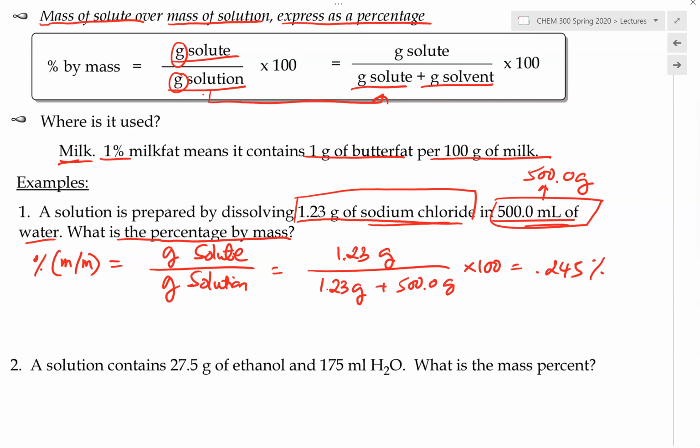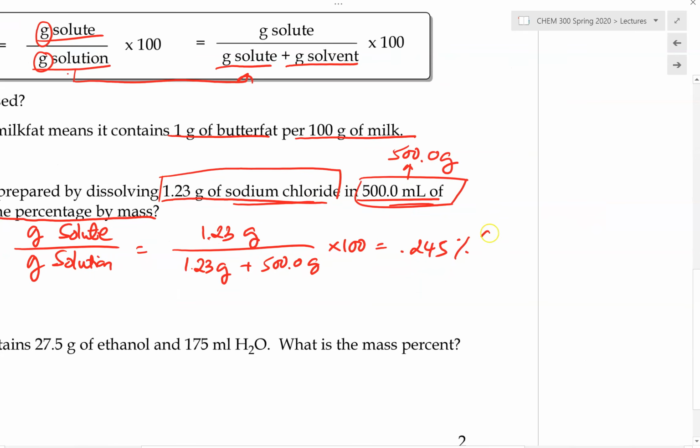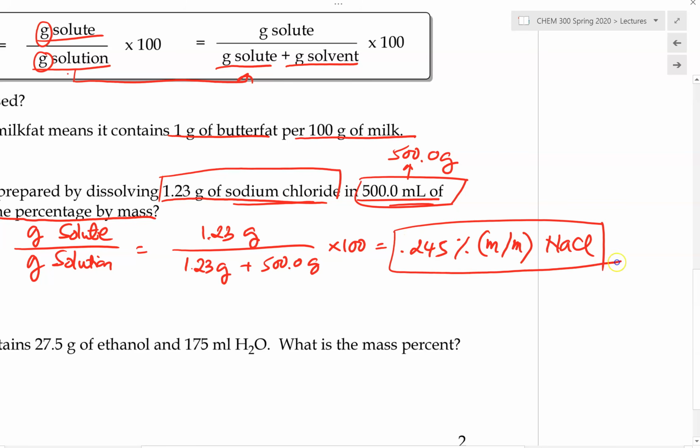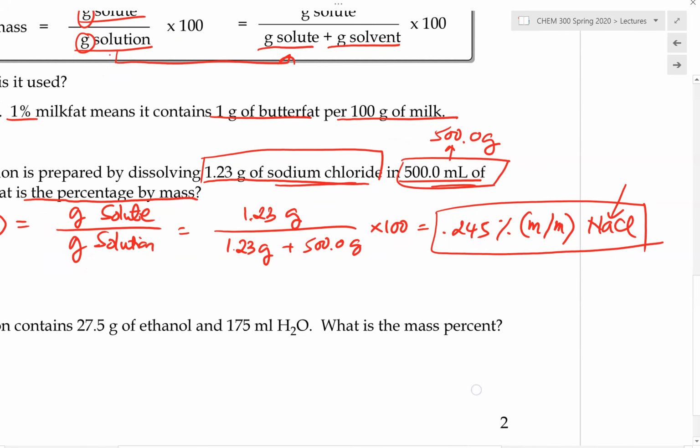And now, since there are different units of percent concentration, it's important that we describe what this unit is. So here in this case, we will put m over m to let people know that this is the percent by mass. And we would also include the formula of the solute as well. So how we would label this solution is as follows: 0.245% m over m NaCl. We would include this as well, because we know the solvent would then be water, since these are aqueous solutions. So it's important that we specify what the solute is.